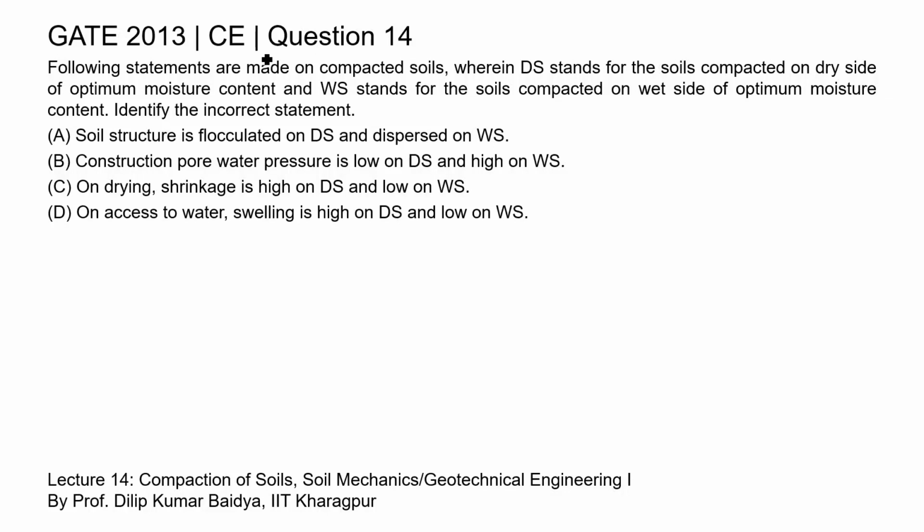This is question 14 of Civil Engineering paper GATE 2013. Following statements are made on compacted soils wherein DS stands for the soil compacted on dry side of optimum moisture content and WS stands for the soil compacted on wet side of optimum moisture content. Identify the incorrect statement. There are 4 statements given in context of dry side of optimum moisture content and wet side of optimum moisture content of a compacted soil. We need to identify the incorrect statement in this regard.